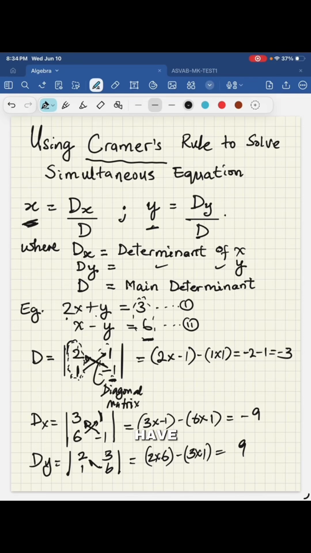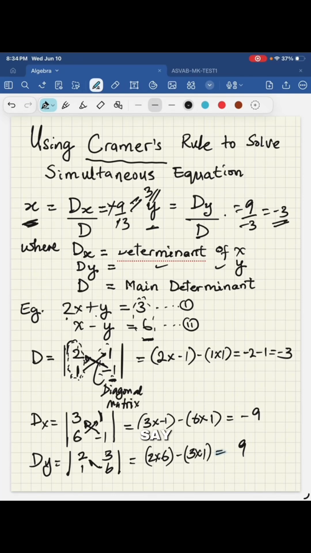Now once you have that, you apply the formulas. This x becomes dx over d. Your dx is minus 9 divided by minus 3. So what do you get? The negative cancels the negative, and your answer becomes positive 3. Then your y becomes dy over d. Your dy is positive 9 divided by minus 3. This gives you minus 3. So those are your answers.